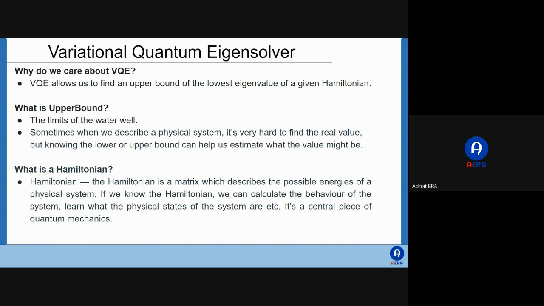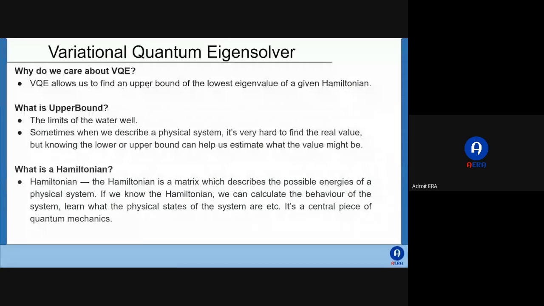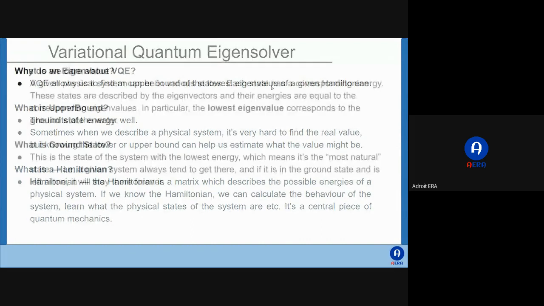It's a central piece of quantum mechanics. So let us proceed further. And so what is the eigenvalue? As we discussed here, VQE allows us to find the upper bound. I discussed what is upper bound and what is lower bound. So what is the eigenvalue? It says that it is used to find the lowest eigenvalue of the given Hamiltonian.